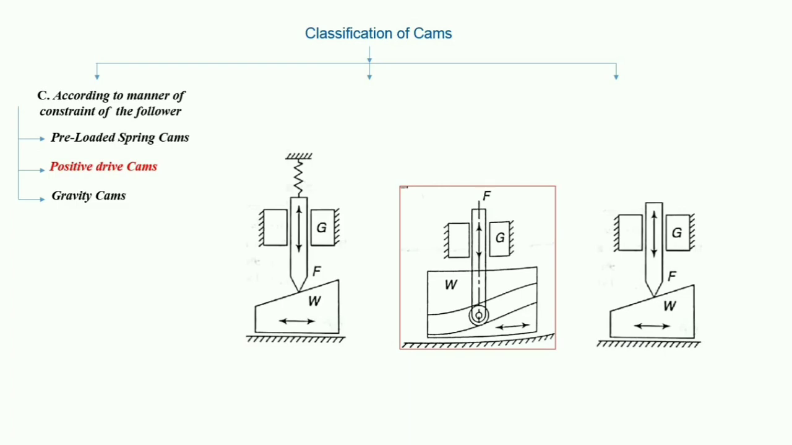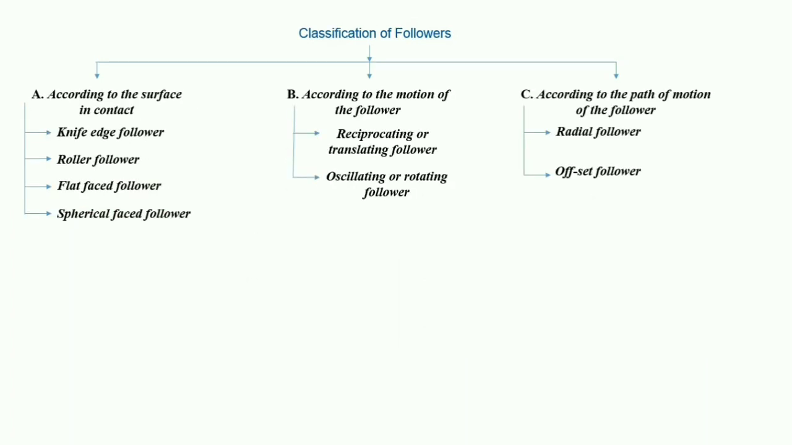And the second one is the positive drive cam. In this type of cam, a constant touch between the cam and follower is maintained by a roller follower operating in the groove of the cam. Also, the follower cannot go out of this groove. So this is a positive drive cam. And the last is the gravity cam. Due to the force of gravity or due to the weight, the contact is created.